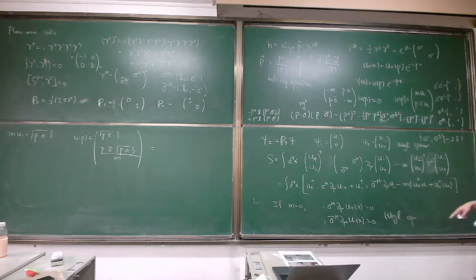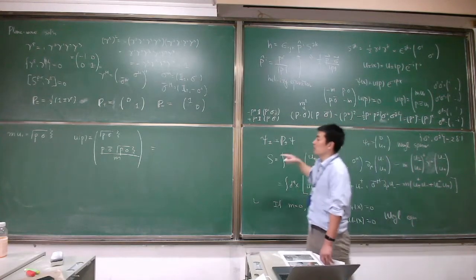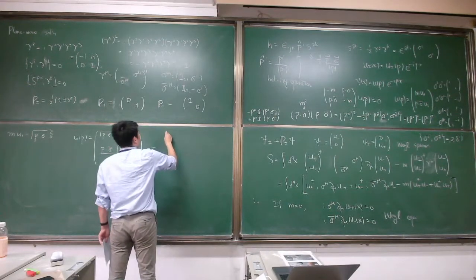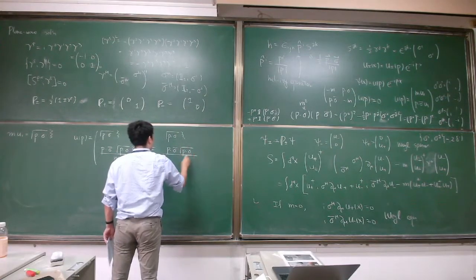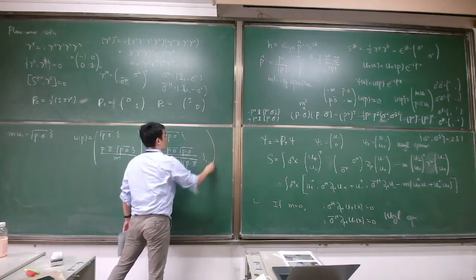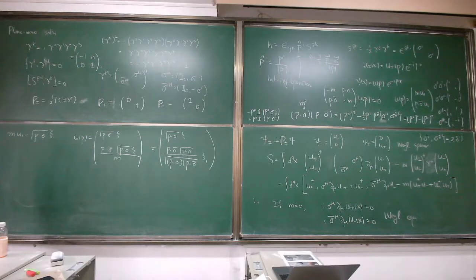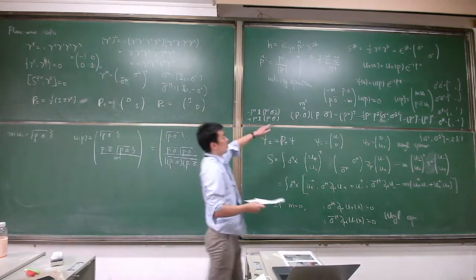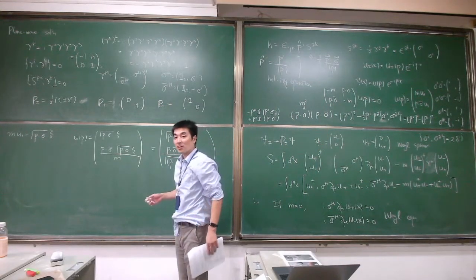Is it okay? And we know that P·sigma times P·sigma-bar is equal to m squared. So this can be written as P·sigma ξ. You understand? So m squared, so P·sigma and P·sigma-bar is m squared. Do you understand what I'm doing here?